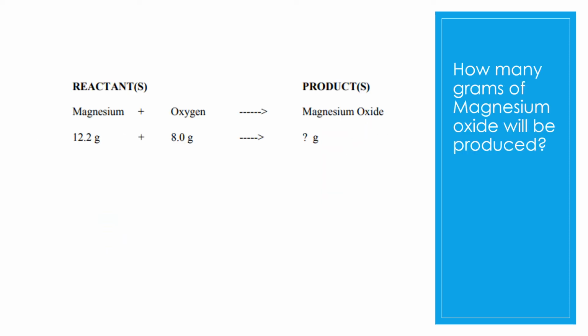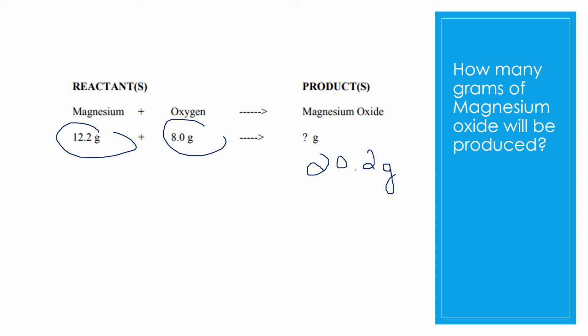Okay, so let's look at a couple more examples. I have magnesium reacting with oxygen. I have 12.2 grams of magnesium reacting with 8 grams of oxygen. How many grams of magnesium oxide will be produced? Well, simple again. I add these two up, and I get 20.2 grams of magnesium oxide. So if I have both reactants and I'm looking for products, I add.